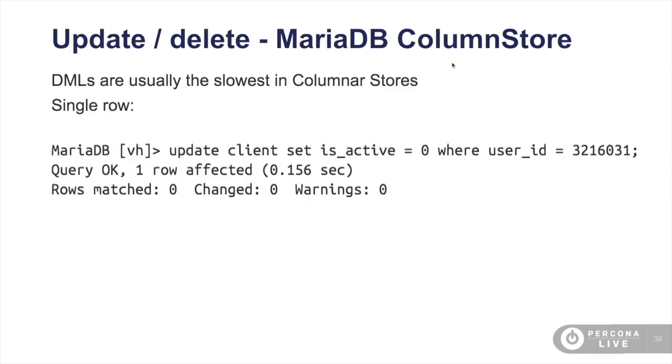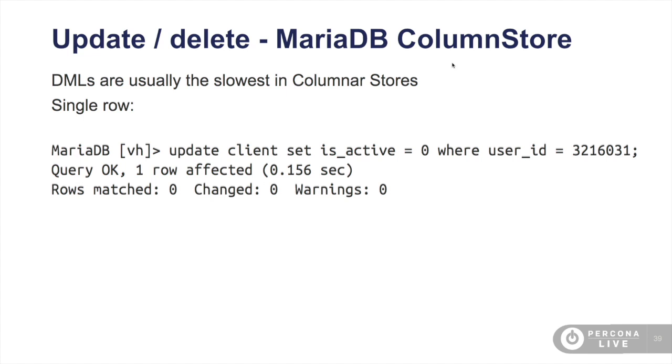What about update and delete? This is the area where the column-oriented databases are usually the slowest. Some of the column-oriented databases simply don't support this. For example, ClickHouse originally didn't support that. But currently, both MariaDB ColumnStore and ClickHouse support delete and update.